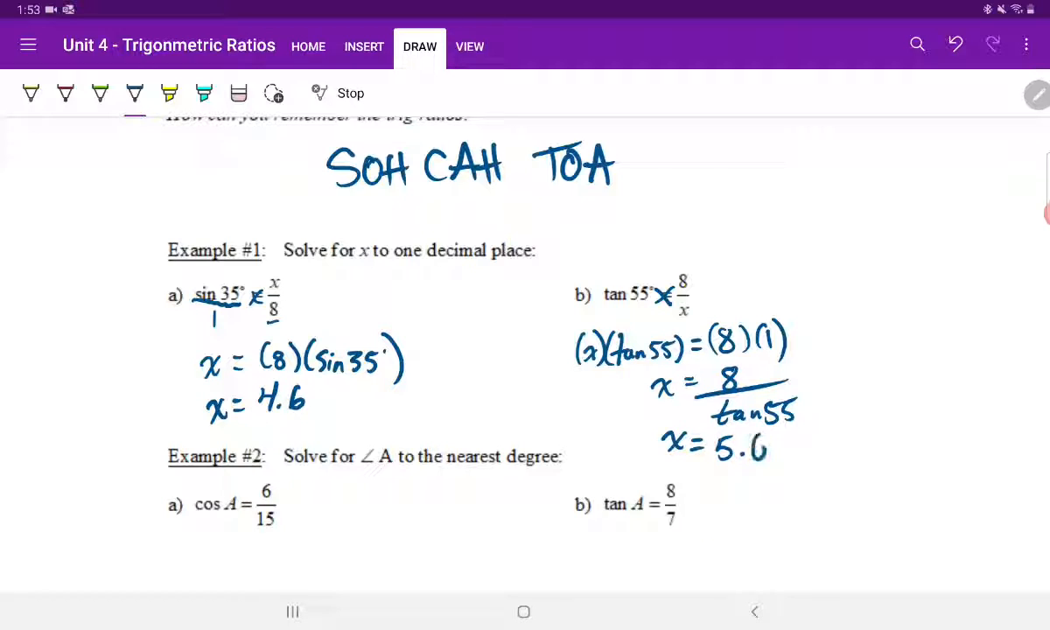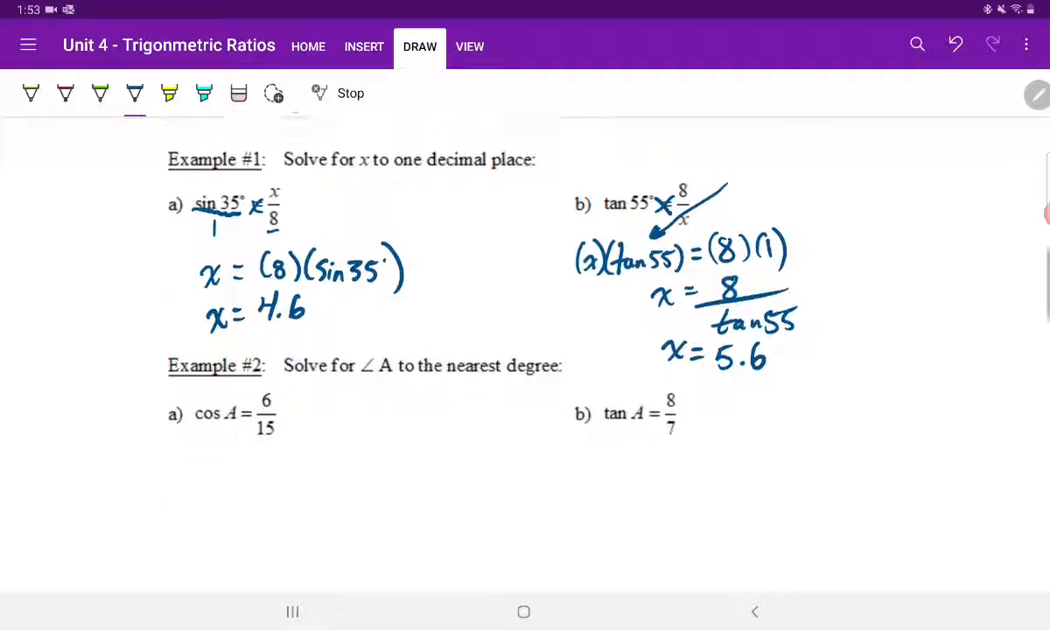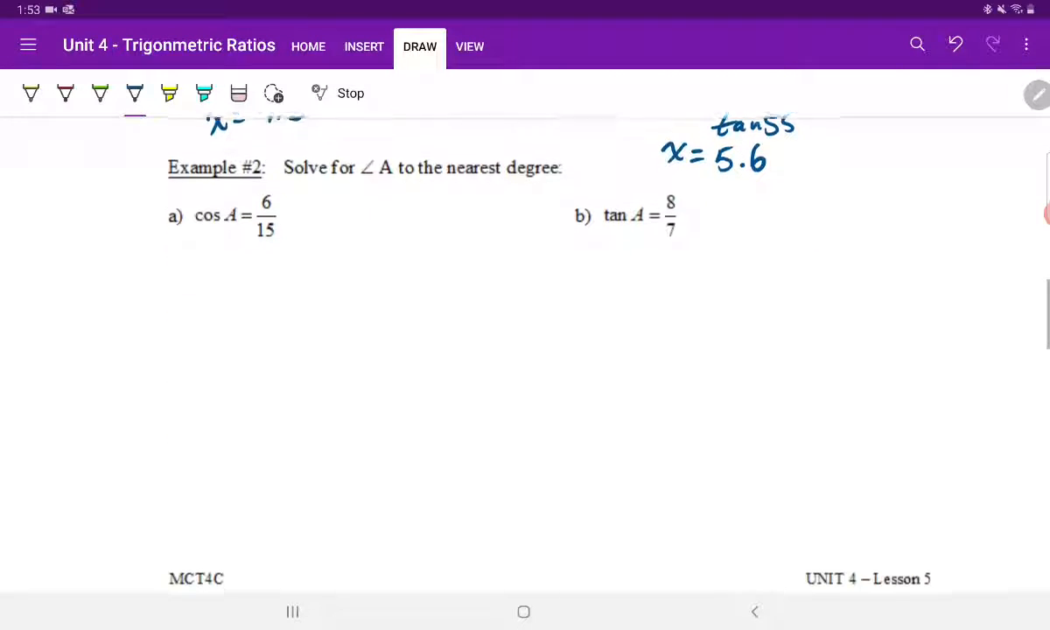It's 5.6. I wouldn't calculate yet here what tan 55 is at this step, because you're going to lose some accuracy, because you're going to have to get a decimal that you're going to have to round. So just do fully 8 divided by tan 55 in your calculator just to maintain some accuracy.